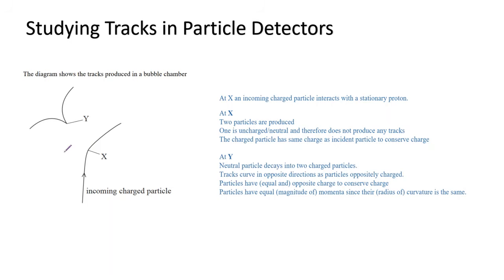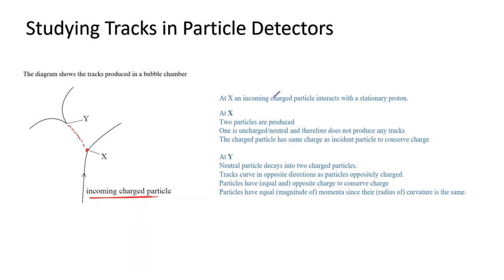So it starts with this incoming charged particle, okay? And this incoming charged particle decays at x. You can see it produces only one track, but guess what? There was another particle produced here. But why do you not see a track for this particle? Because this particle did not have a charge. Only charged particles produce tracks. Uncharged particles do not produce tracks.